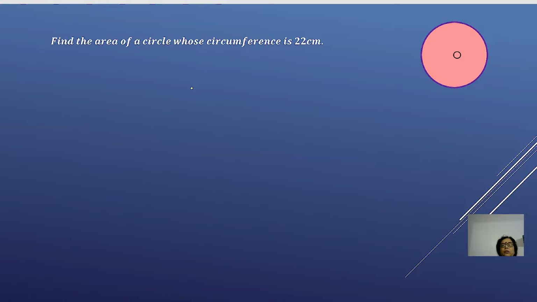Now we move on to solve very simple questions initially. Find the area of a circle whose circumference is 22 centimeters. Here we are given the circumference, and the formula for circumference is 2 pi r, which is equal to 22 centimeters. With the help of this formula, we can find the value of r, that is 22 by 2 into 22 by 7. This gets cancelled and we are left with the radius of the circle as 7 by 2 centimeters.